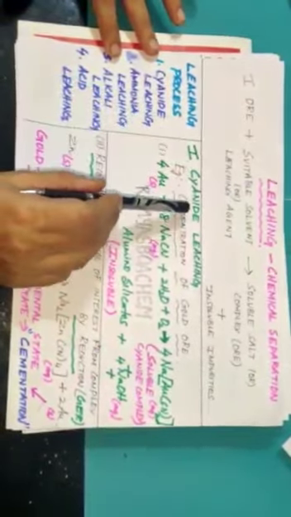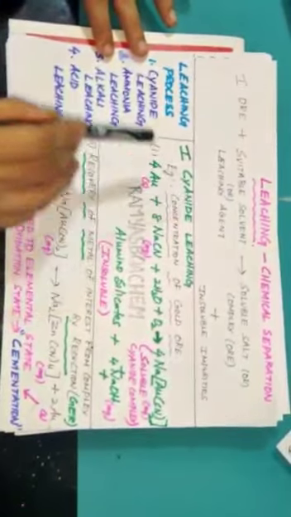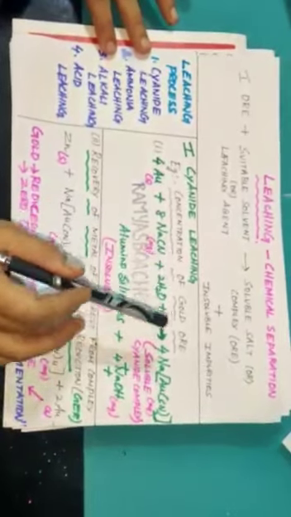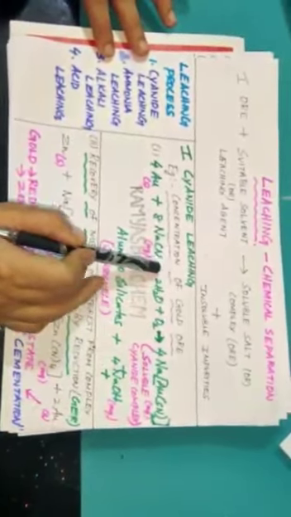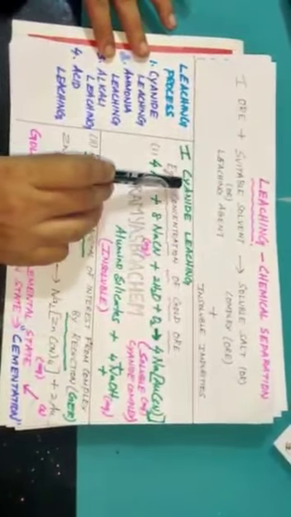Now let me go through the different types of leaching: cyanide leaching, ammonia leaching, alkali leaching and acid leaching. Let me explain one after the other in detail. Coming to the first one, cyanide leaching. The word itself tells you that a cyanide is being added here.